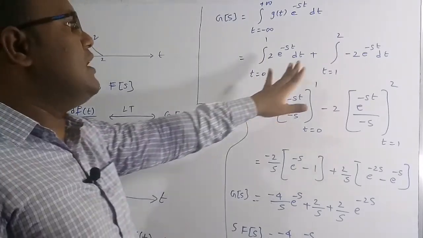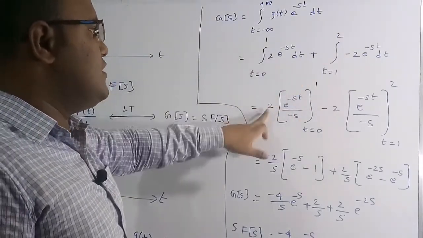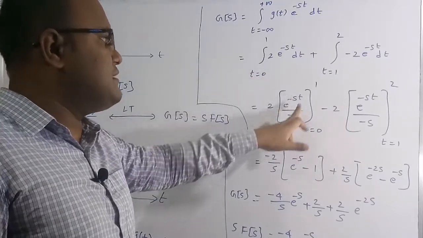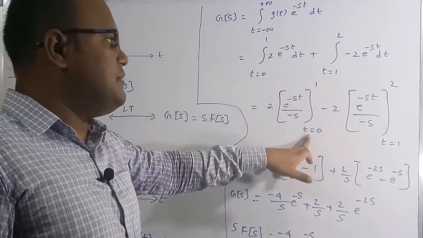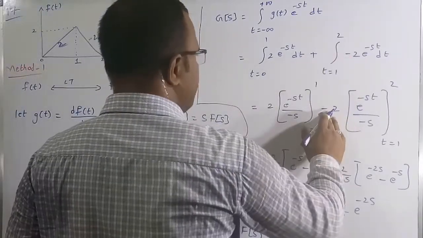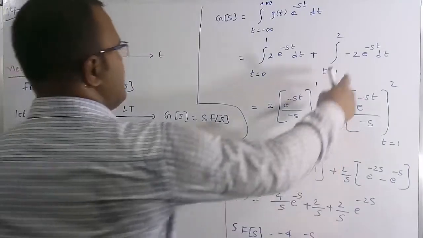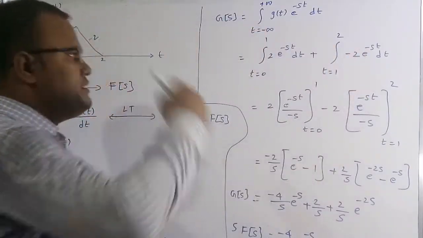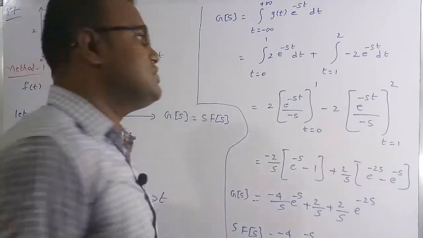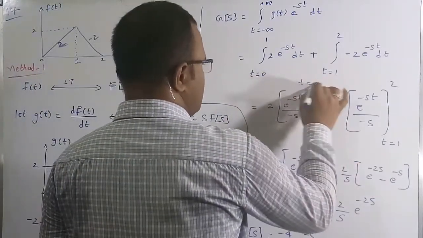Now we have to do the integration here. 2 is a constant, I am going to take it outside, and the integration of e to the power of minus st is e to the power of minus st by minus s, and we have to substitute the limits t equal to 0 to t equal to 1. Similarly this minus 2 is going to come outside because it is a scalar, and now we have to do the integration of e to the power of minus st, which is e to the power of minus st by minus s, and substitute the limits t equal to 1 to t equal to 2.